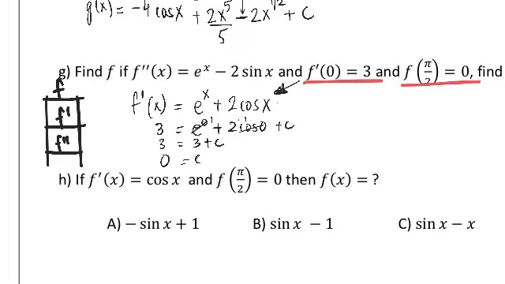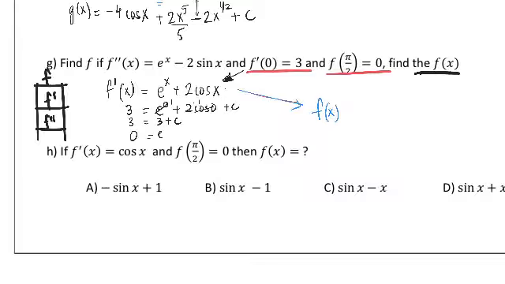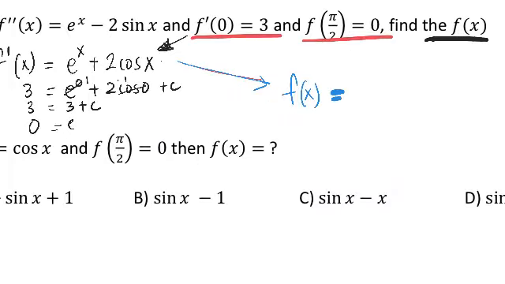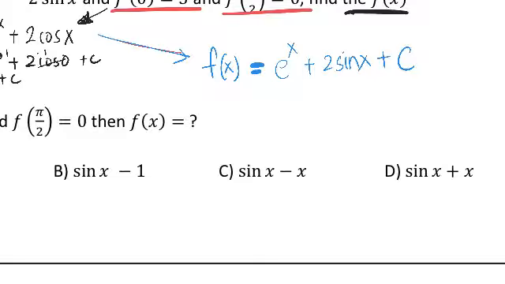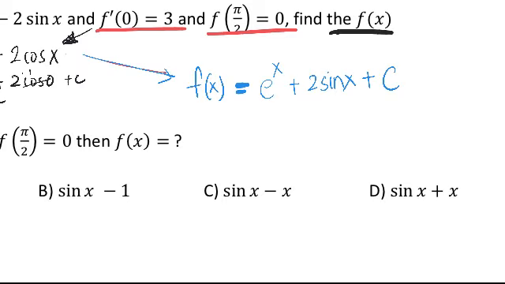So from here, I'll do it in red, let's do it in blue. I'll do it in blue to get f, right? So I'm going up from f prime. So f is equal to e to the x plus 2 sine x, right? Plus another c, which is not the same c. If you want to call it d, you can call it d. It's another number. And for that, you're going to use this initial condition. F of pi over 2 is equal to 0. So 0 is equal to e to the pi over 2 plus 2 sine pi over 2 plus c.